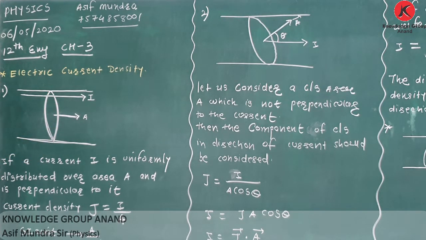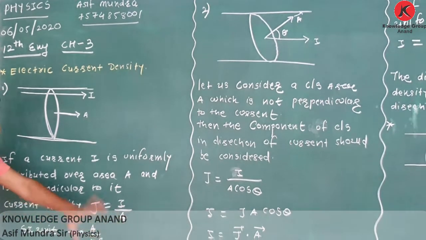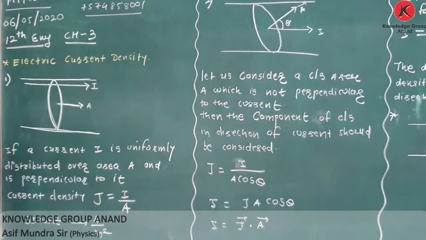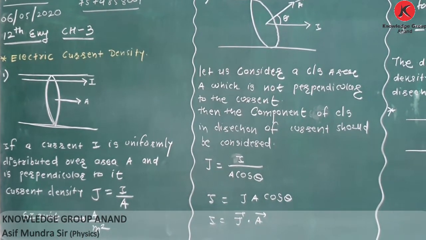current I is uniformly distributed, then what is the current density for this conductor from this cross-sectional area? Current density is defined as J is equal to I upon A. Current density J is equal to current I upon area A. J is equal to I upon A. Clear? Okay.